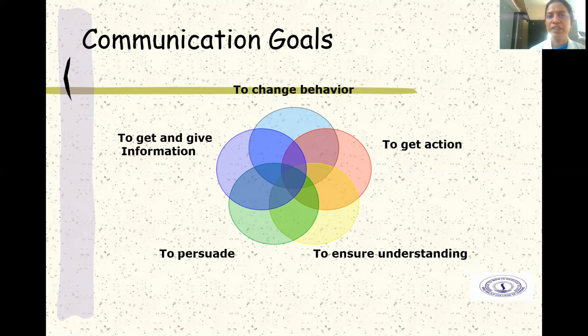So communication is the only process by which we can get and give information, we can persuade, we can ensure understanding, we can get into action and also change the behavior of the other person. So all this can be done by simple communication goals.